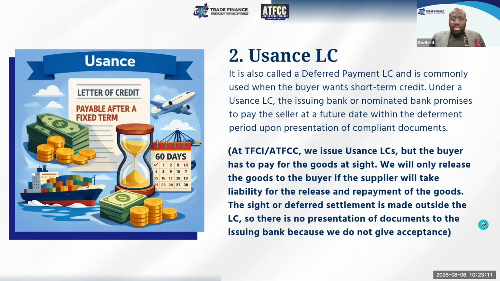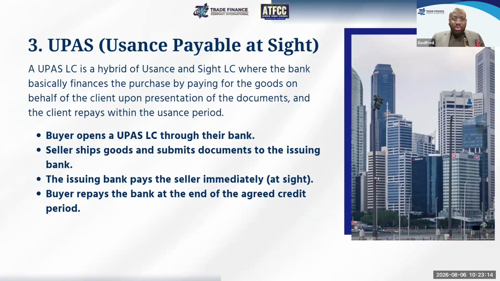Let's go to the next one. I think we'll just do a quick recap because I'm sure most of these things you are familiar with, and most of you are in our community, and you have access to the material. And then there's also a UPAS, which is a hybrid between a sight letter of credit and a Usance letter of credit. So UPAS basically means Usance payable at sight. Under a UPAS, even though the letter of credit is a Usance letter of credit, the supplier will be paid at sight and it comes as a loan to the buyer.